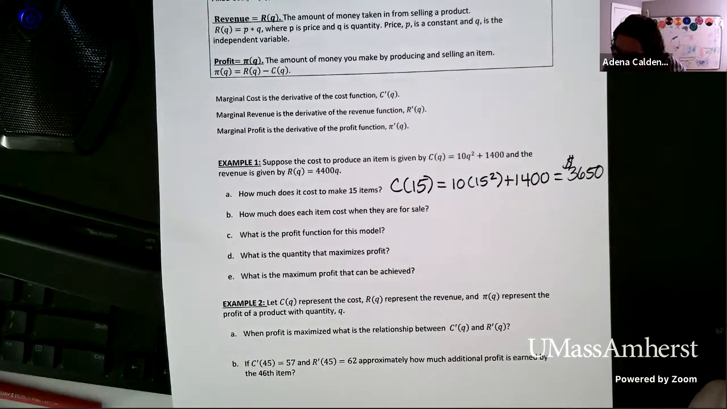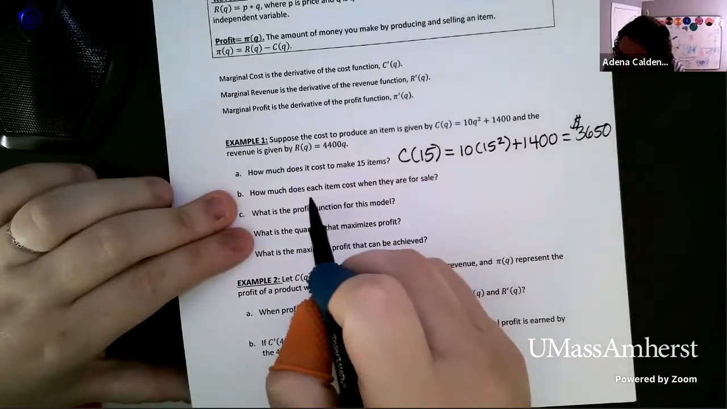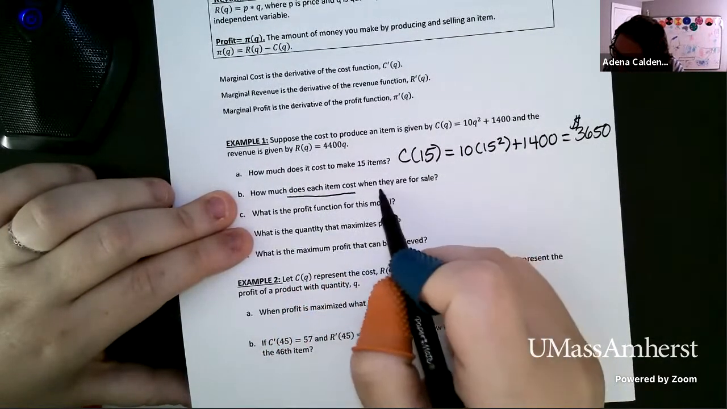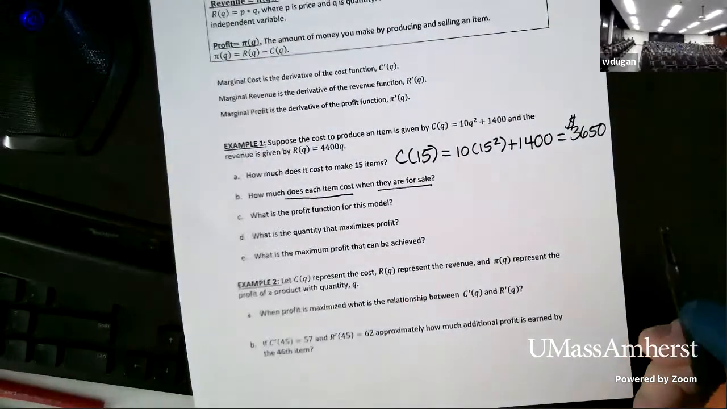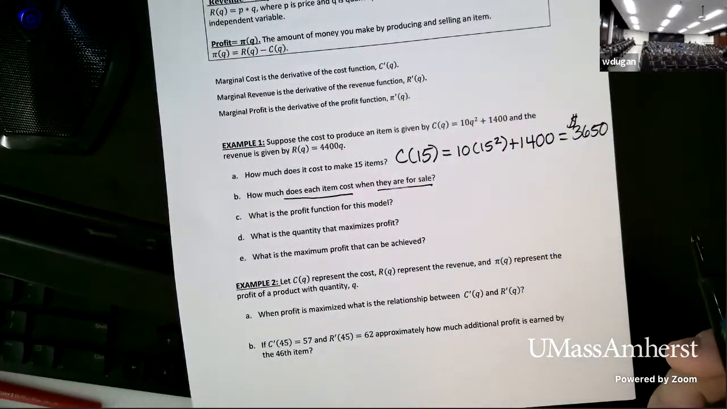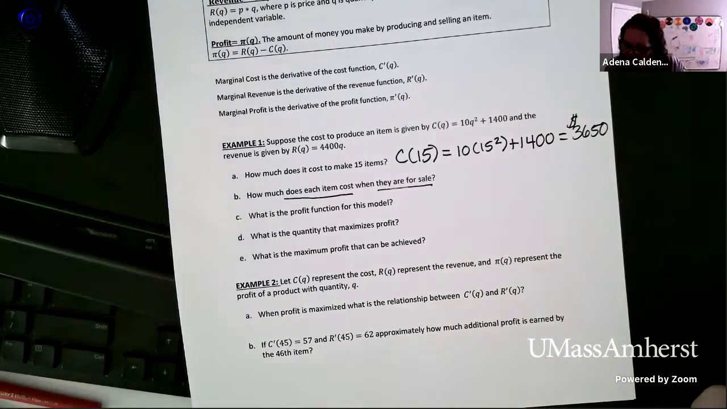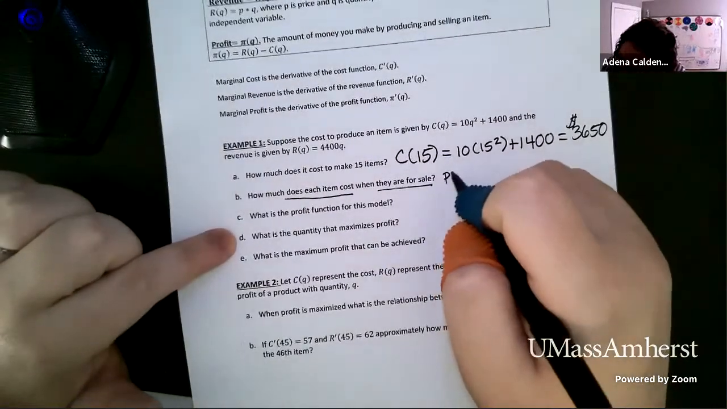For part B, it says, how much does each item cost when they are for sale? This is a weirdly worded question, which is why I want to talk about it. This actually doesn't have anything to do with the cost function. This is asking about the price. So what is the price when you are selling them? So that's how much it costs for the buyer, which translates into the price.